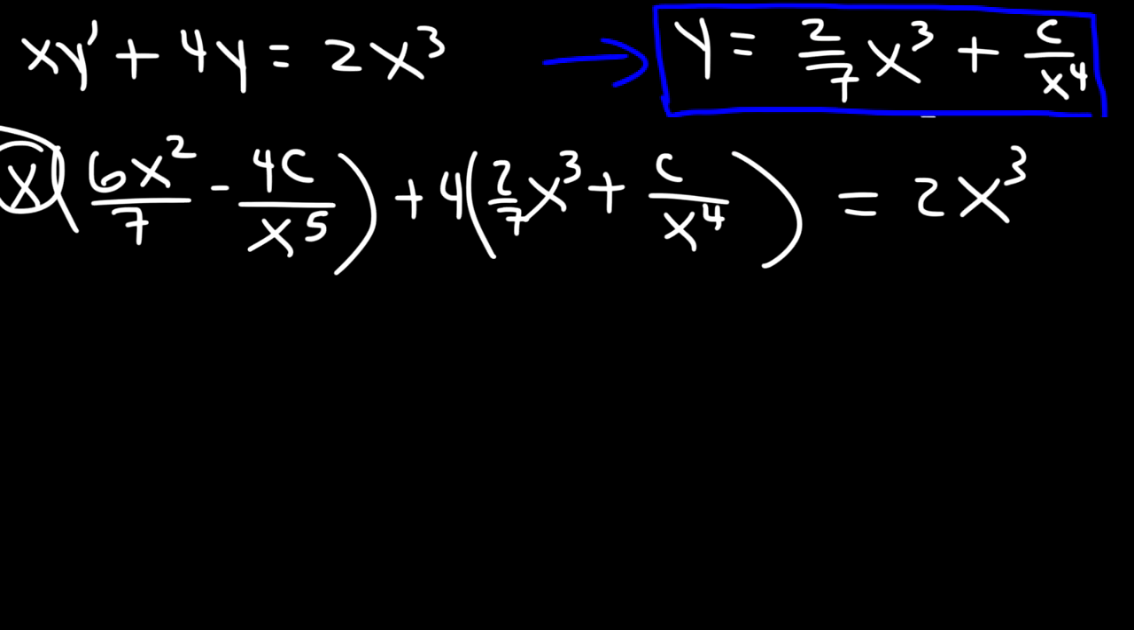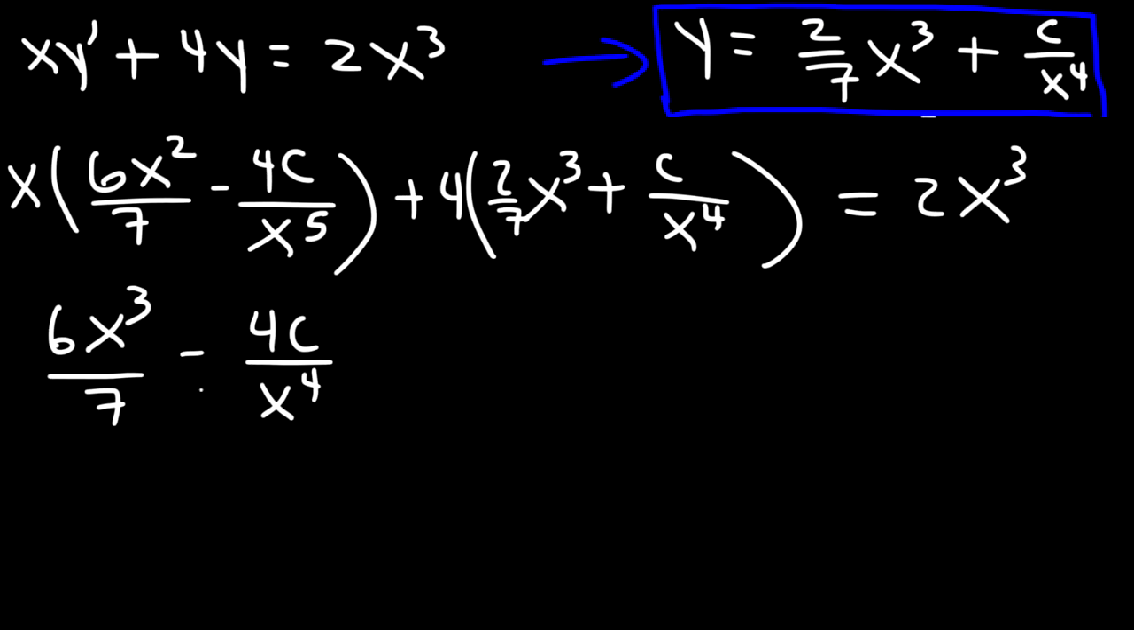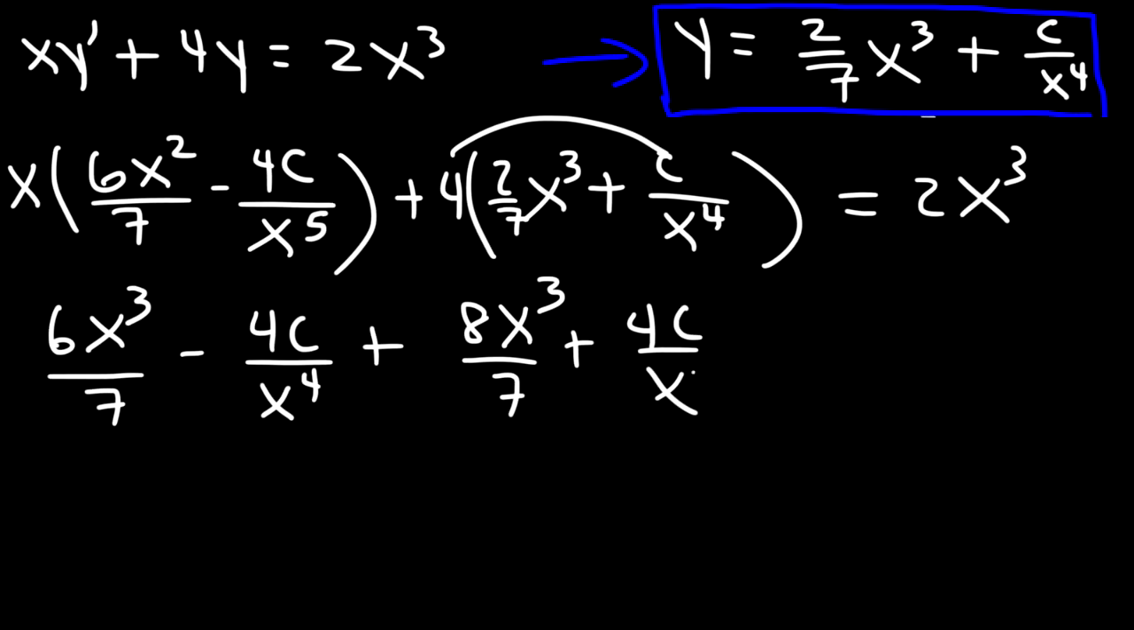So let's begin by distributing x. So it's going to be 6x cubed over 7 minus 4c. Now x divided by x to the 5th, that's 1 minus 5, which is negative 4. So there's going to be x to the 4th on the bottom. And then 4 times 2 over 7, that's going to be 8 over 7. So 8x cubed over 7. And then plus 4c divided by x to the 4th.